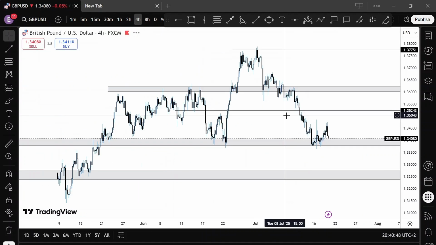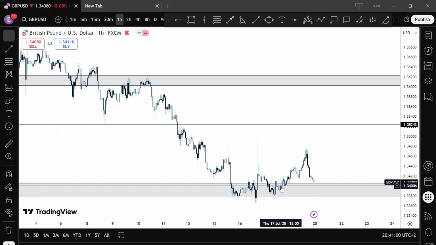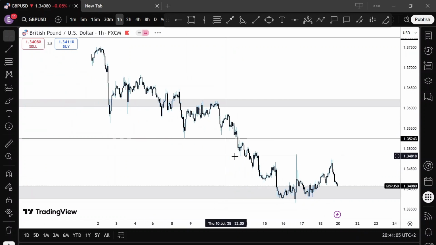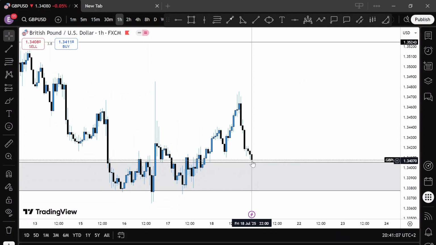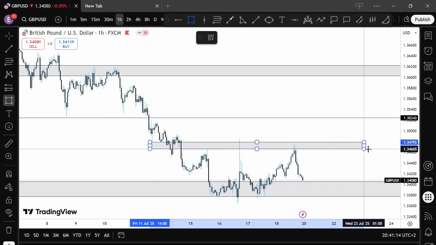Starting off with pound USD, last week I anticipated price to continue to the upside from these regions here. I'm still currently on this trade, but the price is very close to my entry, which was around here, 1.34. Let's see at market open if price would continue to the upside, but at the same time we're taking note of this region here that's been rejected a couple of times now.